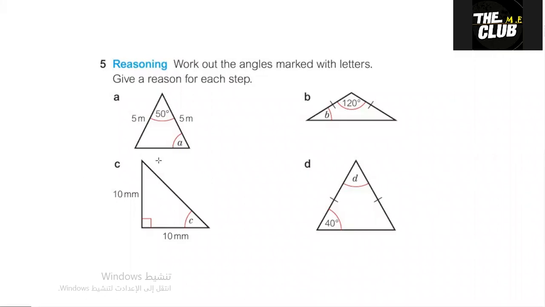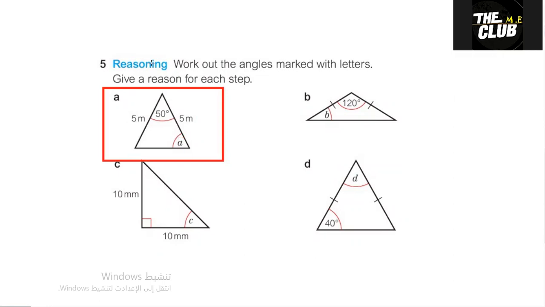In this video, we're going to talk about question 5. Work out the angles marked with letters. Give a reason for each step. Now, we're going to talk about these shapes and we're going to find the angles and give reasons for each step that we do. Let's take a look at the first shape, which is A here.